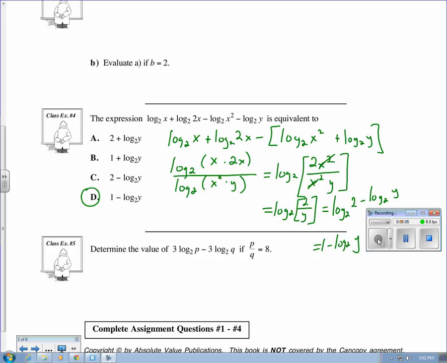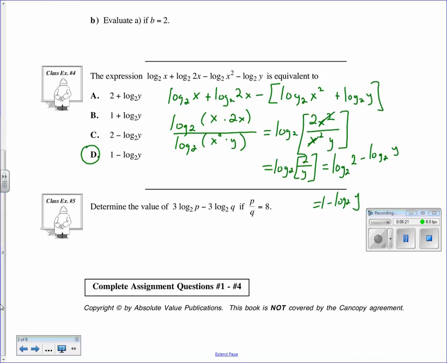I get a shortcut for the next one, but I just want to show you what that looks like first. So class example number 5 will eventually have a nicer way to solve. I've got 3 log base 2 of p and 3 log base 2 of q. Well, what does that mean? It means I have log base 2 of p plus log base 2 of p plus log base 2 of p, minus 3 log base 2 of q.